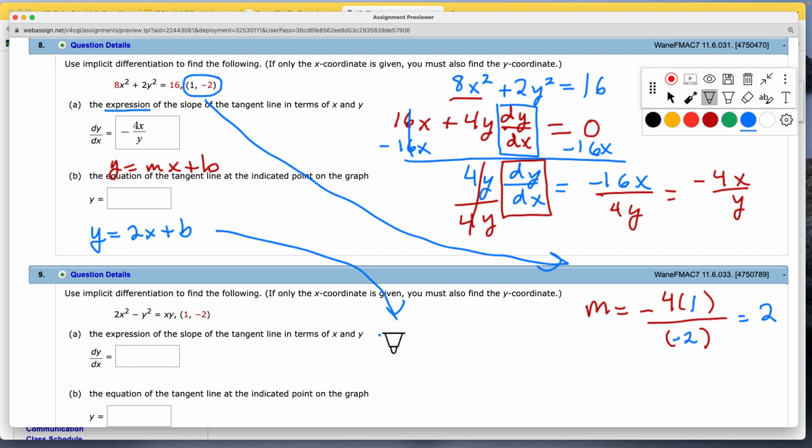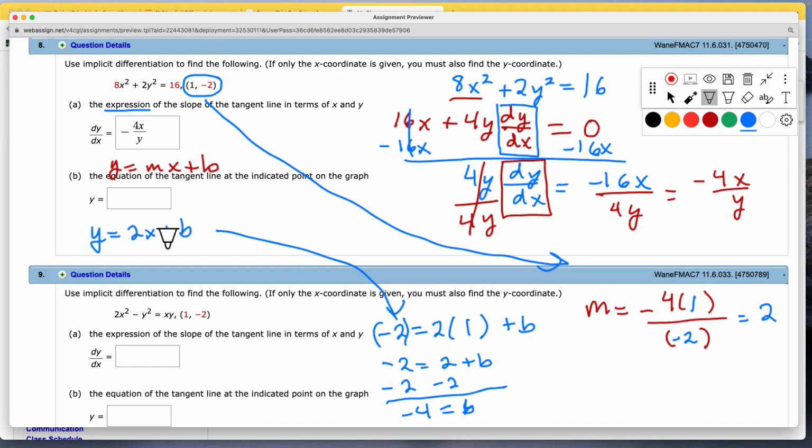So y is negative 2. I've got the slope of 2 times x, plus b. And x is 1. Okay? So that gives me negative 2 equals 2 plus b. Subtract 2 from both sides. I get negative 4 is equal to b. And so my equation is y equals 2x minus 4. That's the equation of the tangent line at that point.